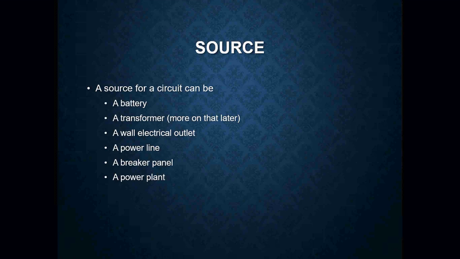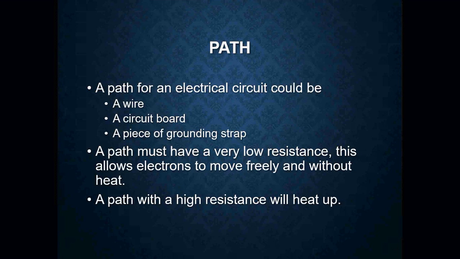Now, your power source can be really a lot of things. It could be a battery, just like in a flashlight. It could be a transformer, which we are going to cover a lot later in further lessons on how we use a transformer as an actual power source. A wall electrical outlet like we have in our houses, power lines on our telephone poles and outside, our breaker panel, and obviously our power plant where our power is being generated.